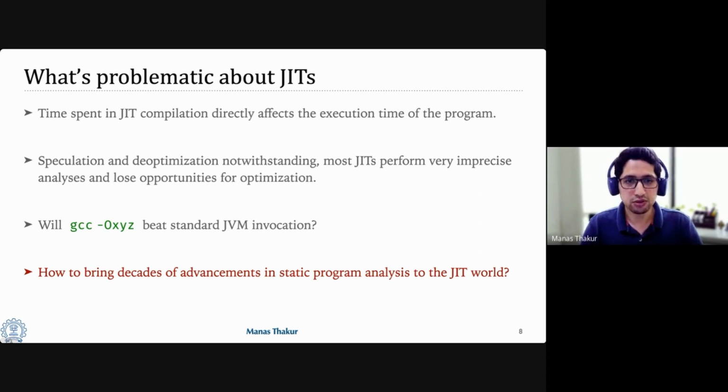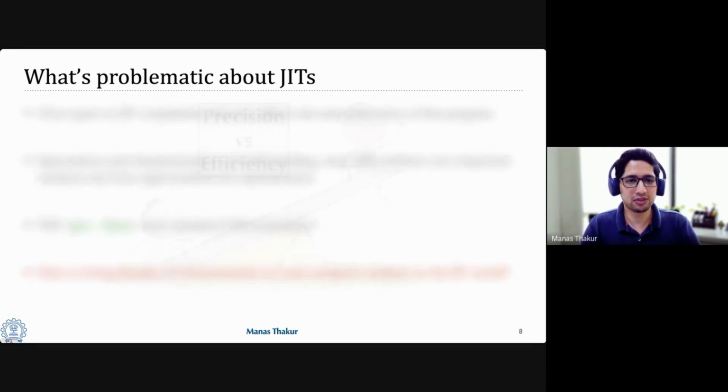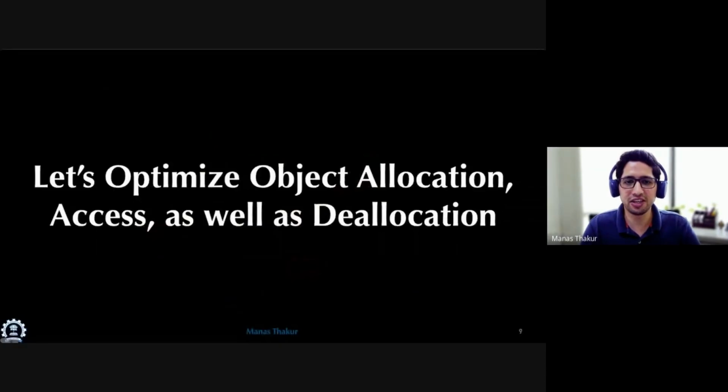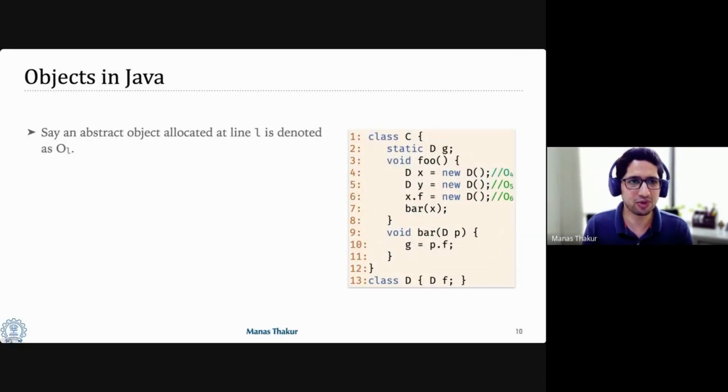All right. So, as I said, we would like to balance this precision efficiency trade-off. And for today's talk, let's concentrate on object allocation, access, as well as deallocation. The most prominent thing associated with an object-oriented program is an object. So let's talk about how we optimize operations involving objects, which include all of allocation, access, and deallocation.